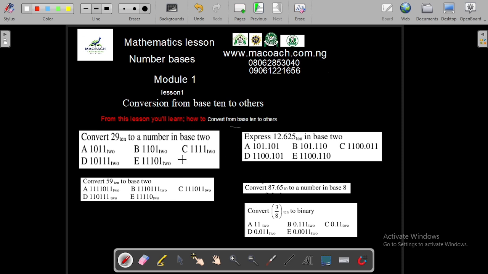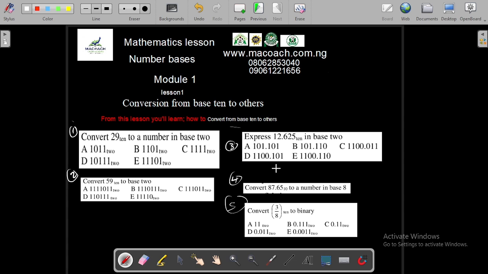I have 5 questions to solve here. This is question 1, this is question 2, this is question 3, this is question 4, and this is question 5. So if you can wait till the end of this lesson, you will learn everything about numbers. No matter what question they give me under conversion of base 10 to other bases, it is formed between these three. And all these questions here, I picked from WAEC, NECO, JAMB past questions.